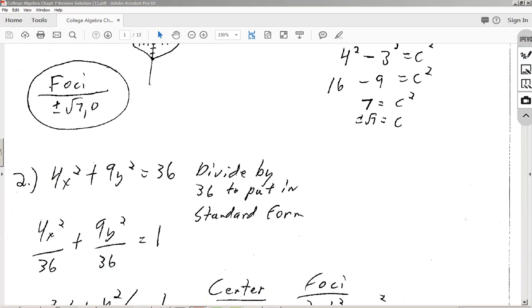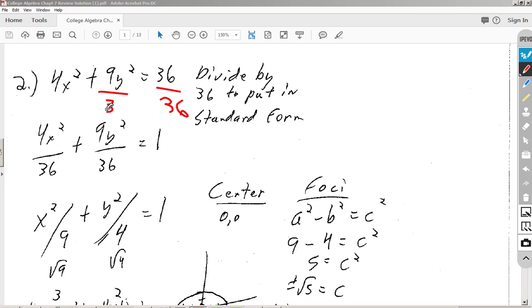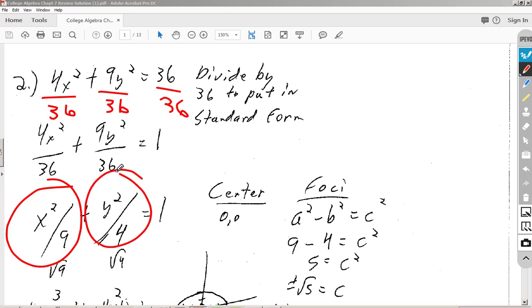Now number 2, we've got 4x squared plus 9y squared equals 36. This is also the equation of an ellipse. To put it into standard form, I'm going to divide everything by 36. So I divide all of my terms by 36 to get it into standard form, and I'm just going to do it exactly like I did number 1. So 4 over 36 is going to reduce down to x squared over 9. So 9y squared over 36 reduces down to y squared over 4. And this all equals 1.